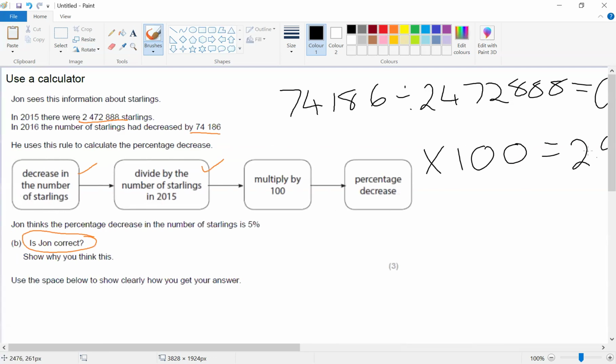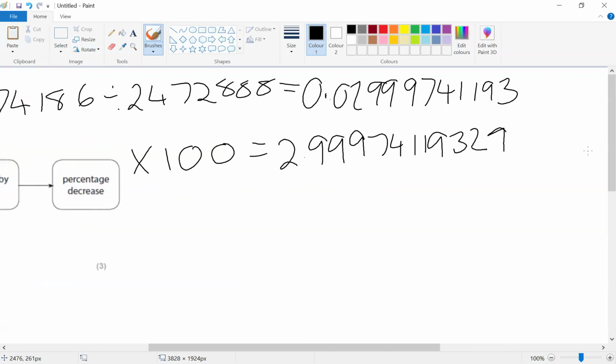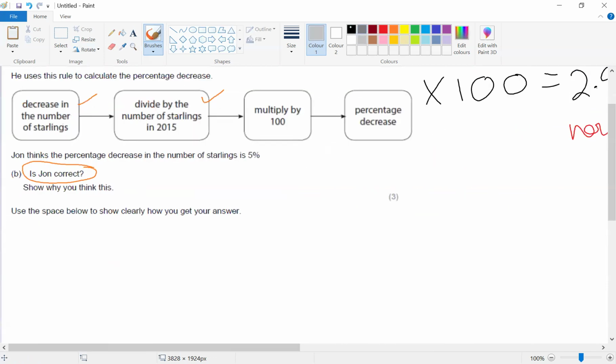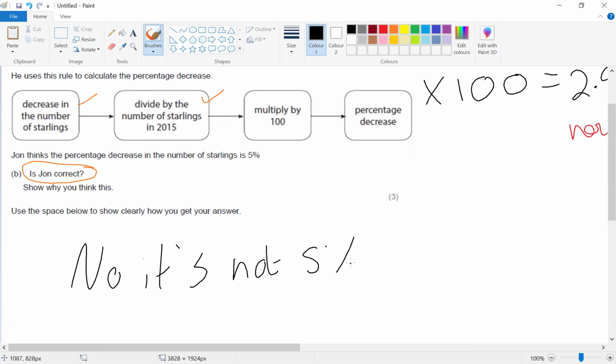So John thinks the percentage decrease in the number of starlings is 5%. Is he correct? No, he's not. If this is my percentage, and even if I was to round this number to one decimal place or a whole number, then it would be 3%. So it's nowhere near 5. It's about 3%. So is he correct? No. You can put not 5%, you can put it's 3%, as long as you're putting no and then an answer. And that's how you answer this question.